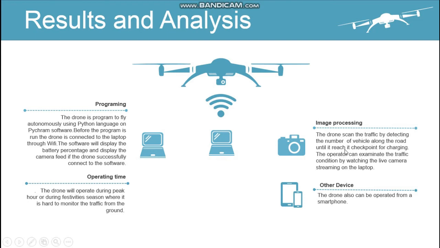Okay, for the image processing, the drone scans the traffic by detecting the number of vehicles along the road until it reaches a checkpoint for charging. So the drone will hover through the main road to do the monitoring. The operator can examine the traffic condition by watching the live camera streaming on the laptop. And our drone can also be operated from other devices, for example a smartphone.